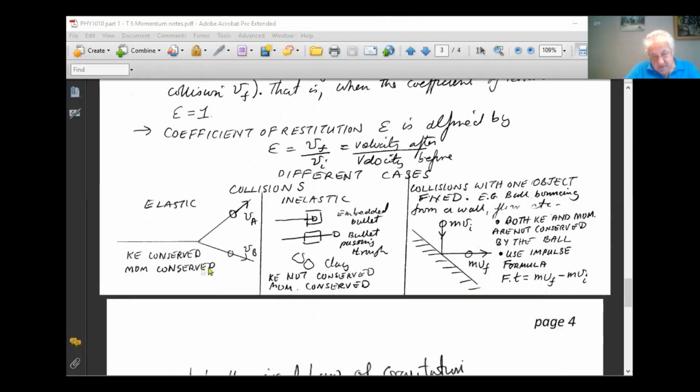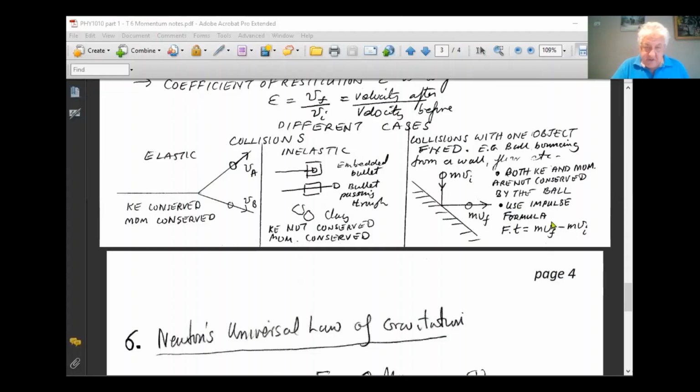So here I've given you some examples. This is the one I did on the whiteboard. Kinetic energy conserved, momentum conserved. When you have embedding or a bullet passing through, an object passing through, or clay sticking together, these are inelastic collisions. When you have bouncing off, when the velocities are different, you can't use conservation of energy and momentum anymore. You have to use the formula for impulse. So all of these kind of problems, except when VI is equal to VF, you need to use the formula for the impulse.